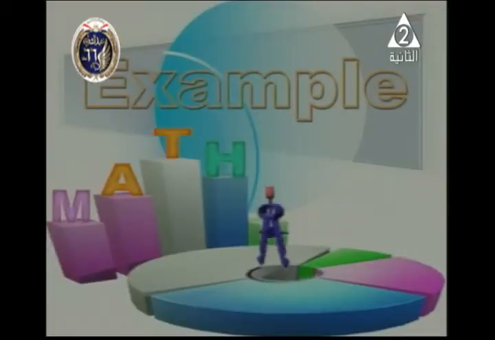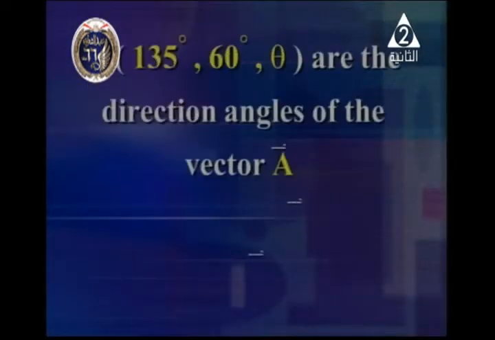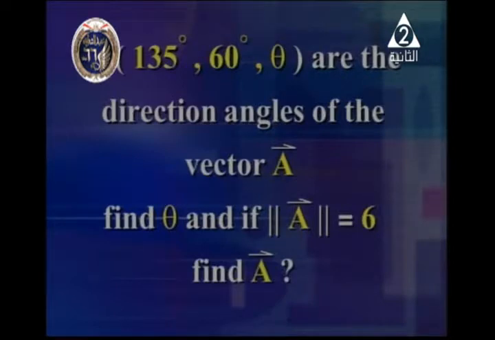Now we move to another example. If we have 135, 60, theta degrees as the direction angles of the vector A, find the value of theta if the norm of A equals 6. Then find the vector A. Remember, this example is a very important example.